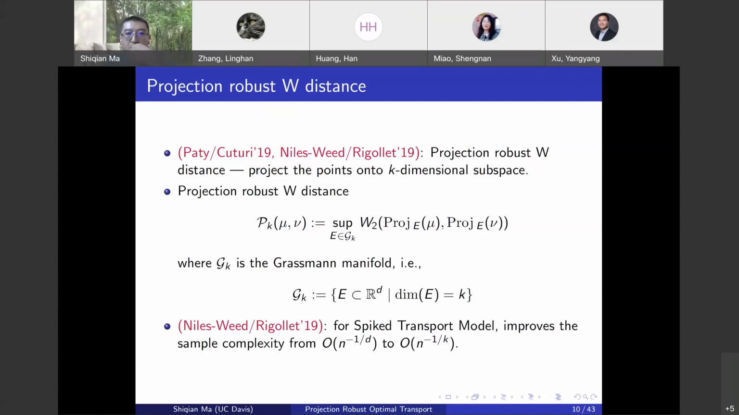Yeah, I think you're right. So it seems that right. So when k is small, then this bound is better, right? Yes. And the problem becomes easier, right? Right.